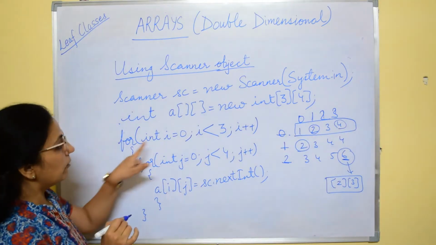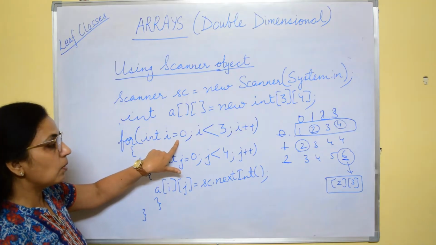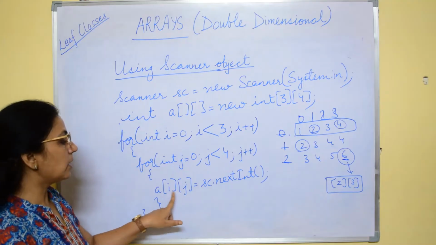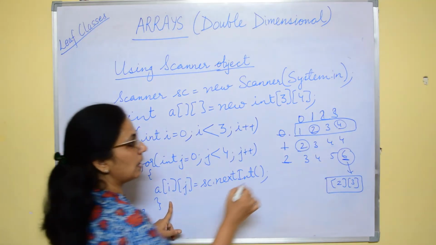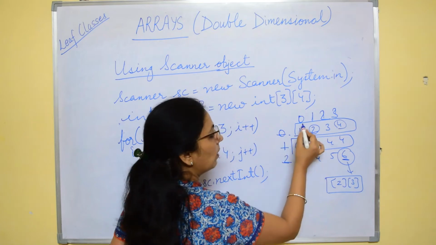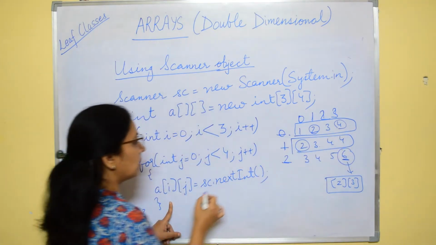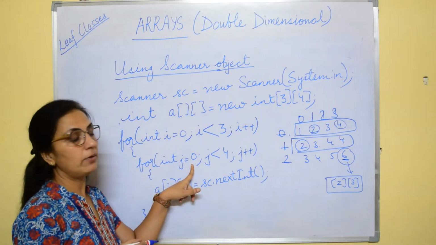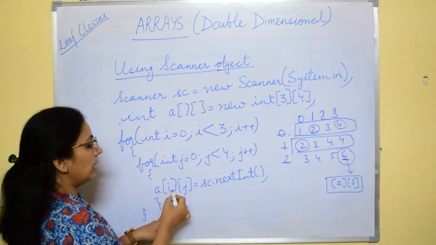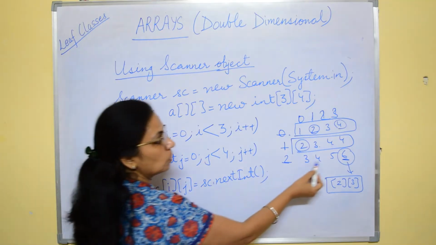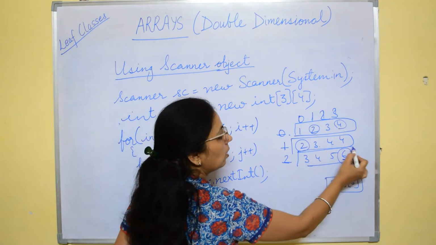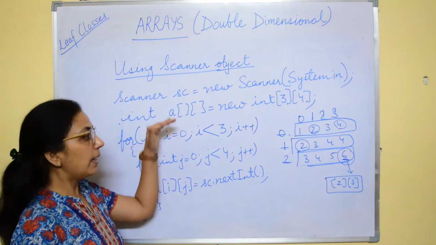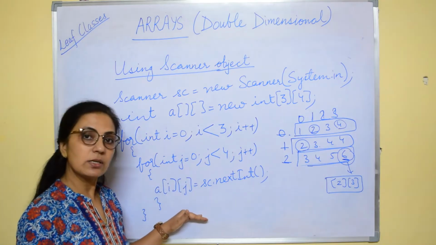After this, when it will come as I equals to 1, j will again begin from 0. So 1 0, 1 1, 1 2, 1 3. And for the last time I will be 2. J will again begin from 0. So it will be 2 0, 2 1, 2 2, 2 3, like this. The last row values will be entered. So this is how we enter the elements in double dimensional array.